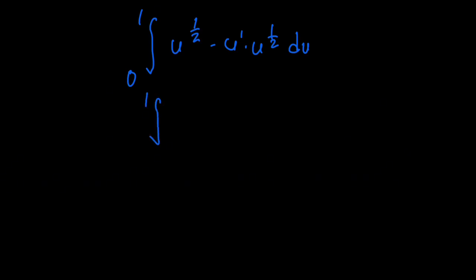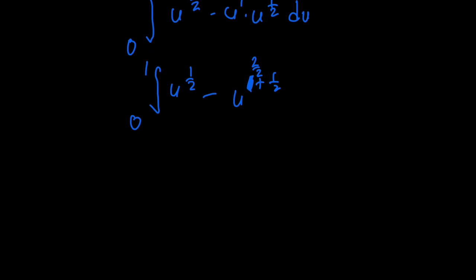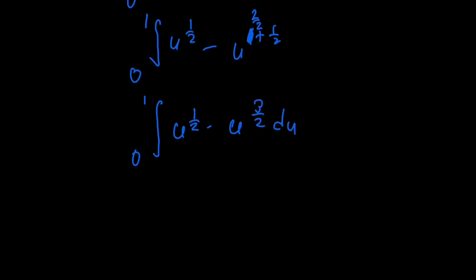So what we can actually do is we can add the powers. So you get u to the 1/2 minus u to the 1 plus 1/2. Now you can write 1 as 2/2. So that will make it u to the power of 3/2, right? So it'll be 1 to 0, u to the 1/2 minus u to the 3/2 du.